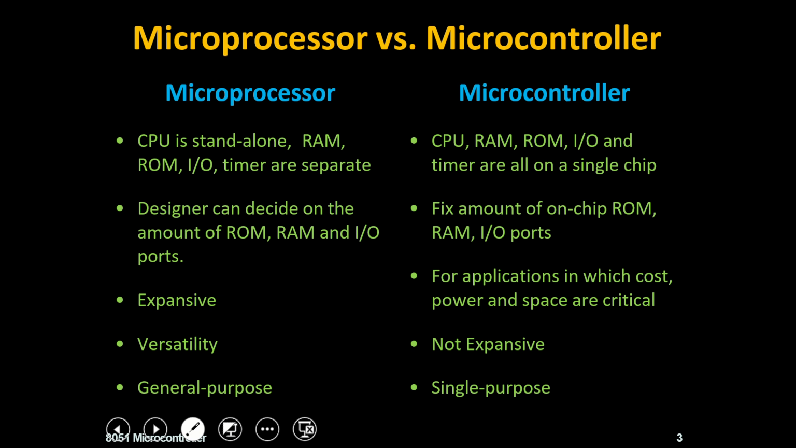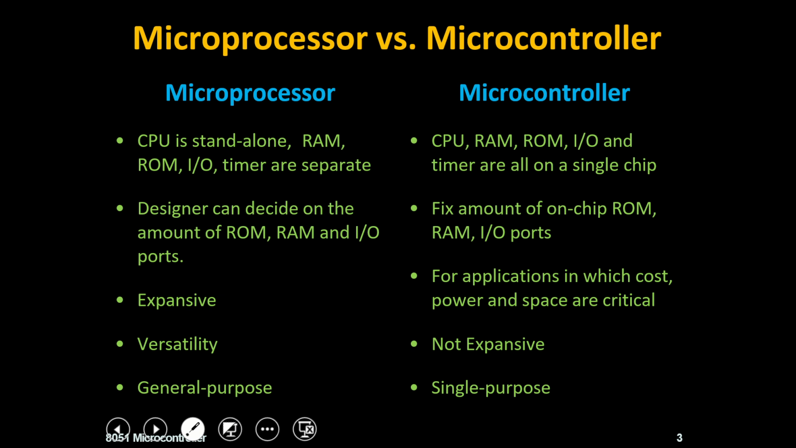In a microprocessor, the devices it consists of are CPU, RAM, ROM, input output, and timer. But all the devices are connected separately. But in a microcontroller, the CPU, RAM, ROM, input output and timers are all inbuilt on a single chip.